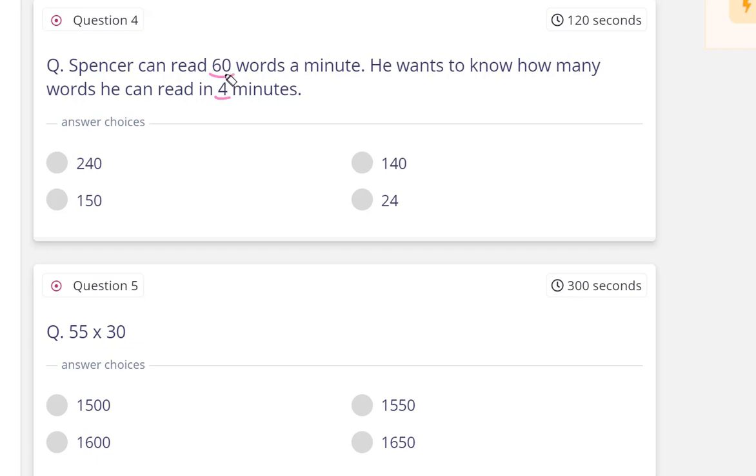Simply, which one is repeating, the 60 or the 4? The 60 is repeating 4 times. In the first minute 60, in the second minute 60, in the third minute 60, and also in the fourth 60. So we multiply 60 times 4, and 6 times 4 equals 24, and we have only one 0. So the answer is 240. Thank you, my hero.